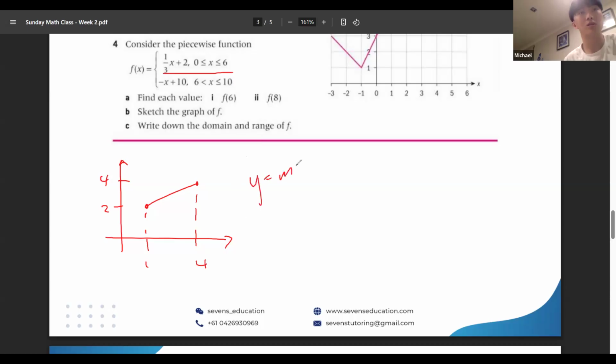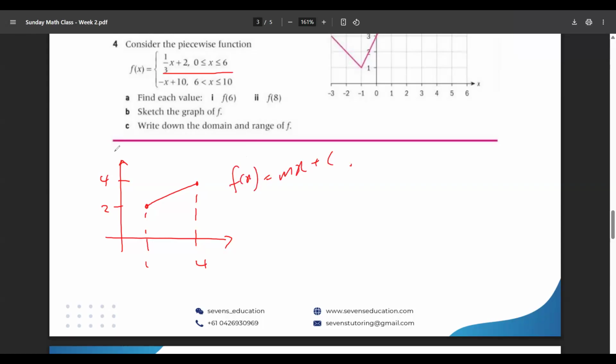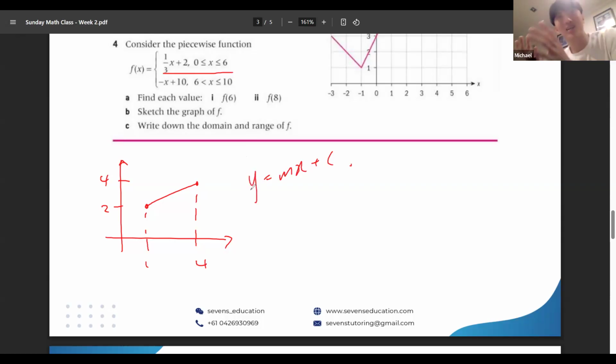So y equals mx plus c. But in the end, you can replace y with f(x) since we're doing functions. There's a neat trick with functions, right? If you don't really get a concept, just replace y with f(x) and you are good. Okay. Now work out the intercept.